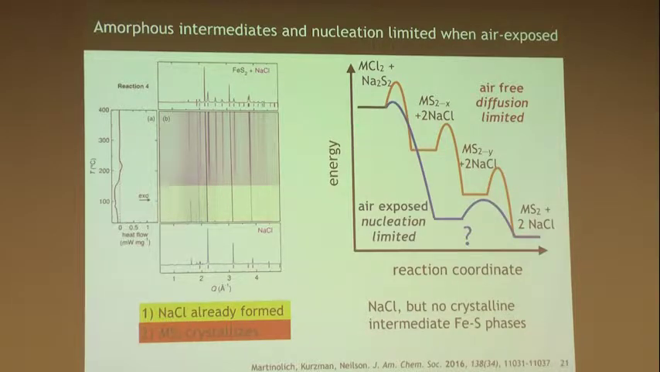And so our pathway is different. We have air exposure, so our barrier must be low, and then we have this nucleation-limited transformation to crystalline phases. But that left us wondering, what's this intermediate? It's not showing up in powder diffraction.